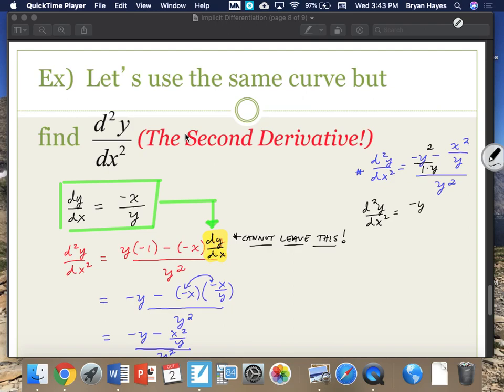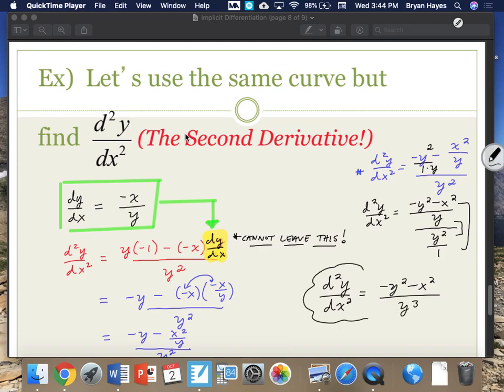It's going to give me negative y squared minus x squared, and that's all over y. That's my numerator. And this is all over y squared over 1. Put that over 1 so that our outside and our inside becomes very clear. So here we go. All that nice hard work. Feels rewarding to get down here and have this final answer. So outside is going to give me negative y squared minus x squared all over y cubed. Here's our second derivative.